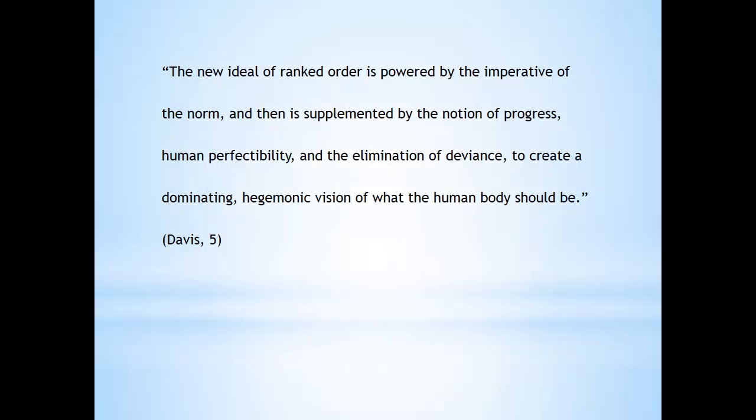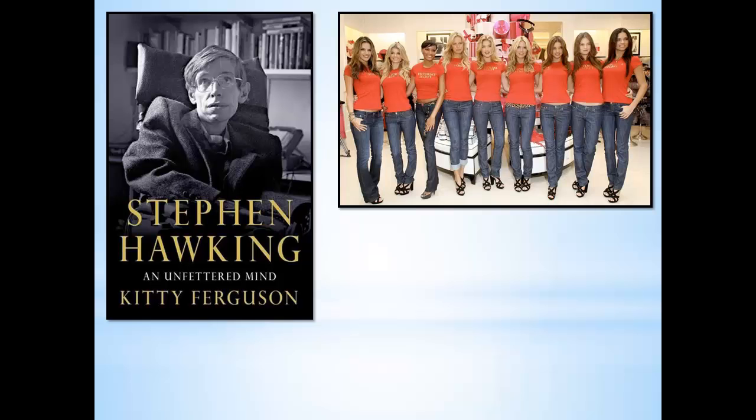The new ideal of ranked order is powered by the imperative of the norm, and then is supplemented by the notion of progress, human perfectibility, and the elimination of deviance to create a dominating, hegemonic vision of what the human body should be. However, those that rise above this middle line, people with higher intelligence, greater beauty, etc., are encouraged to pursue and exploit these traits, while those that fall below are hidden and pushed away.